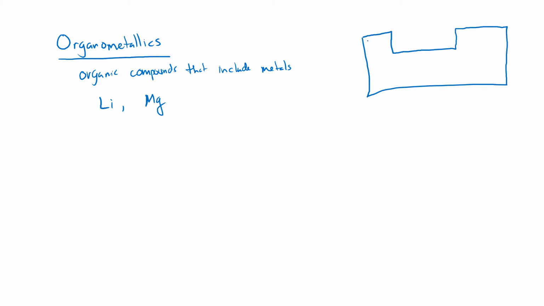So lithium, of course, is element 3, so it's right here under hydrogen. And magnesium is element something, like 12. So it's over here. But both are on this far left side of the periodic table compared to, of course, carbon, which is over here. So electronegativity-wise, these are going to be much less electronegative than carbon.